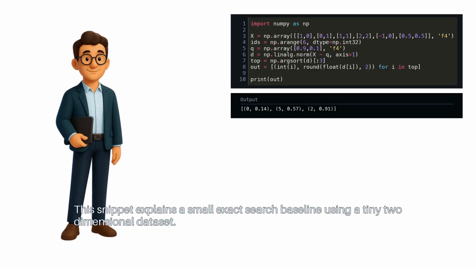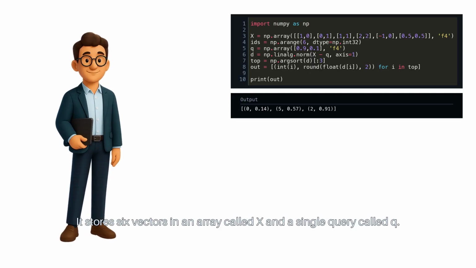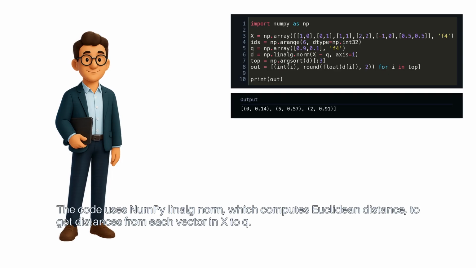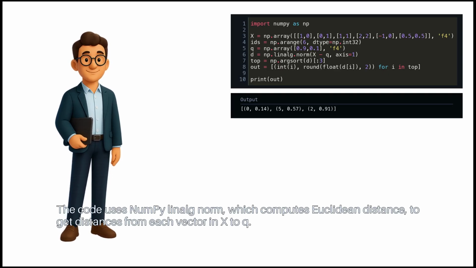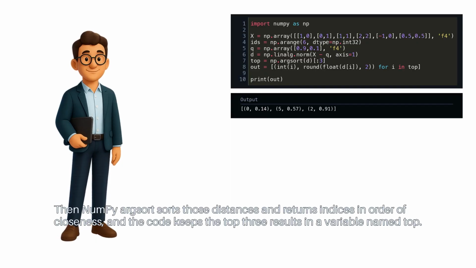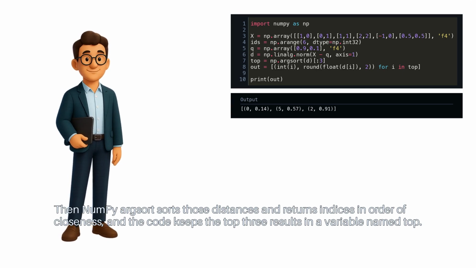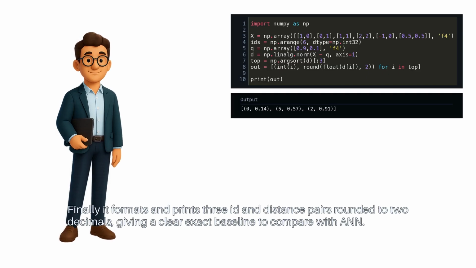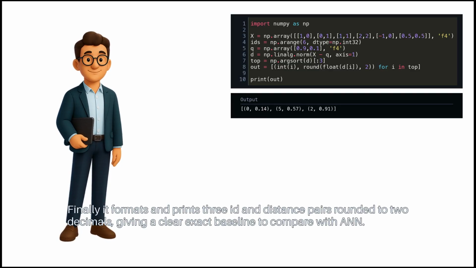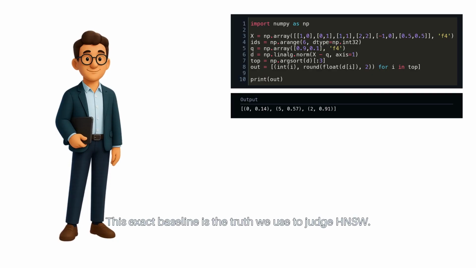This snippet explains a small exact search baseline using a tiny two-dimensional dataset. It stores 6 vectors in an array called X and a single query called Q. The code uses NumPy linalg norm, which computes Euclidean distance, to get distances from each vector in X to Q. Then NumPy argsort sorts those distances and returns indices in order of closeness. And the code keeps the top 3 results in a variable named top. Finally, it formats and prints 3 ID and distance pairs rounded to 2 decimals, giving a clear exact baseline to compare with ANN. This exact baseline is the truth we use to judge HNSW.